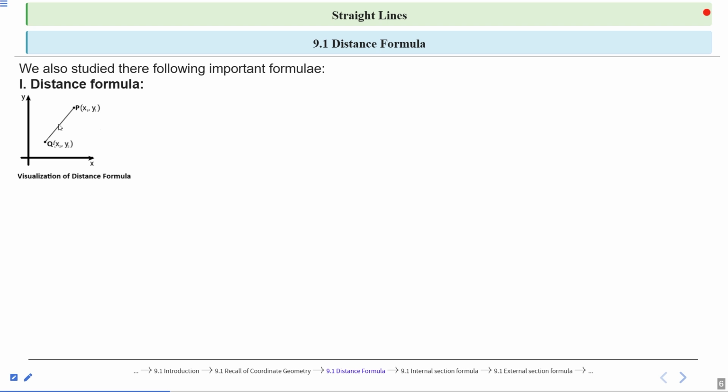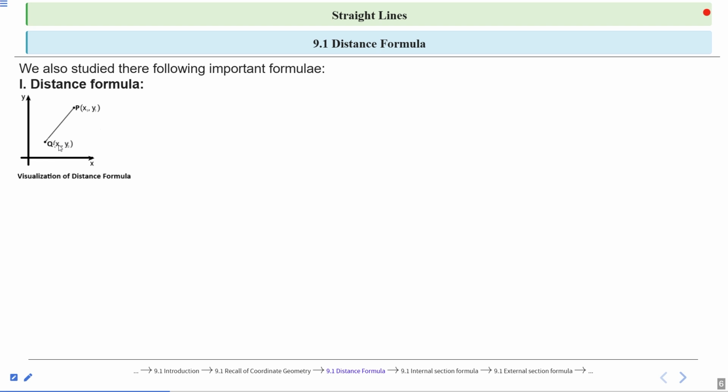So here, first of all, let us take a look at this figure. In this figure, we are given 2 points, P (x1, y1) and Q (x2, y2), and we have to find the distance between P and Q. So what is the formula to find the distance between 2 points in 2D?